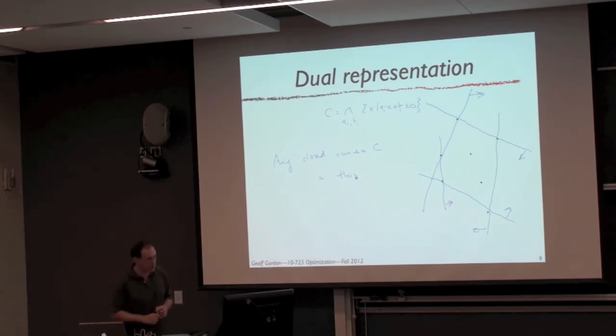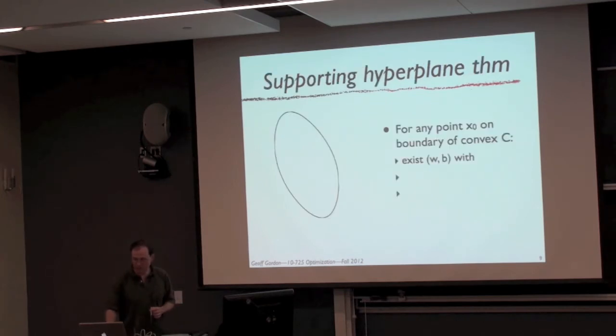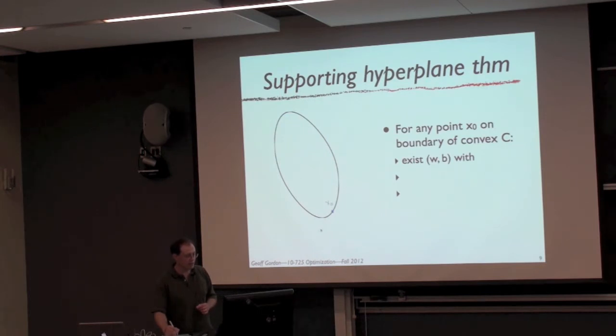All right. So some properties of convex sets. One important one is the supporting hyperplane theorem. For any point that is on the boundary of a convex set C, I'll take my point to be x0. I can draw a hyperplane such that it goes through x0 and the entire convex set is on one side of it.